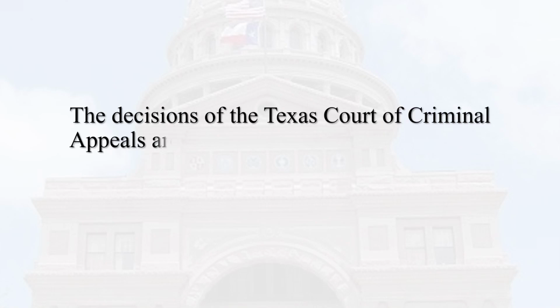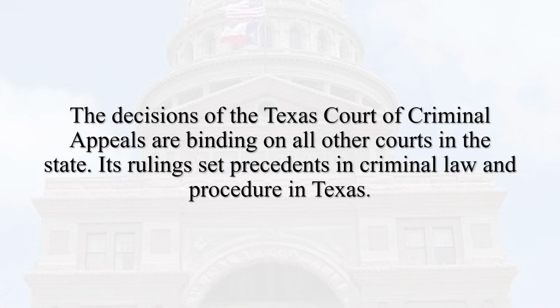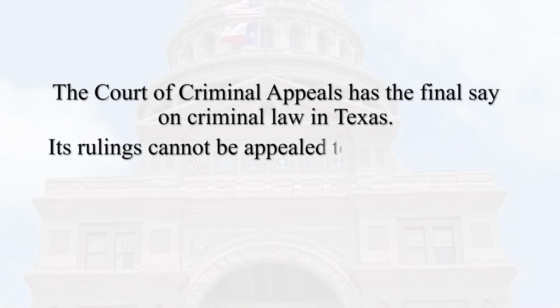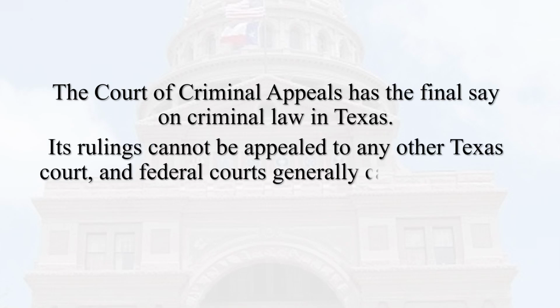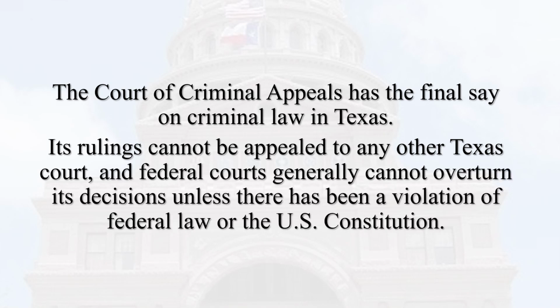The decisions of the Texas Court of Criminal Appeals are binding on all other courts in the state. Its rulings set precedents in criminal law and procedure in Texas. The Court of Criminal Appeals has the final say on criminal law in Texas. Its rulings cannot be appealed to any other Texas court, and federal courts generally cannot overturn its decision unless there has been a violation of federal law or the United States Constitution.